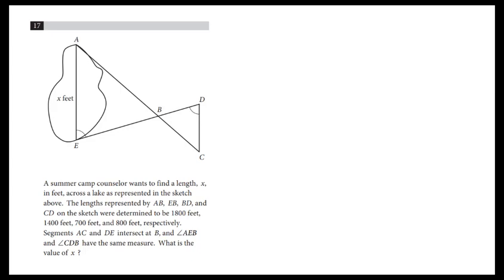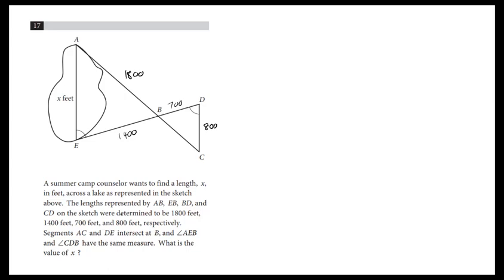Okay, a summer camp counselor wants to find a length x, and we have the following information. AB is 1800, because it says respectively, it means in the same order. AB is 1800, so as long as I label these correctly, I should be able to get out some information. EB is 1400. BD is 700. And CD is 800.